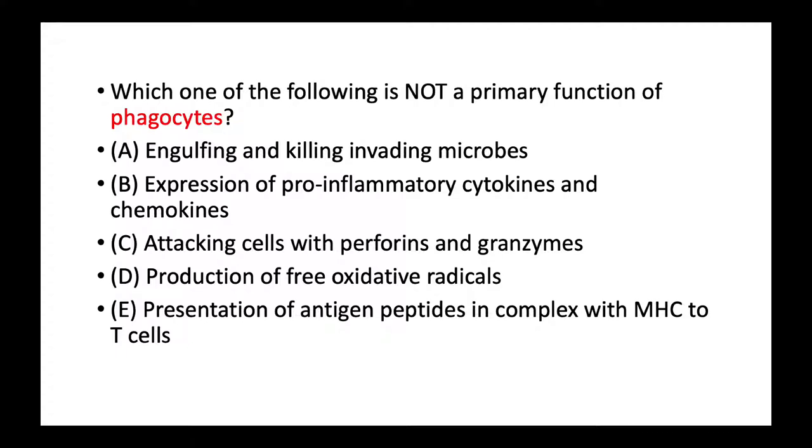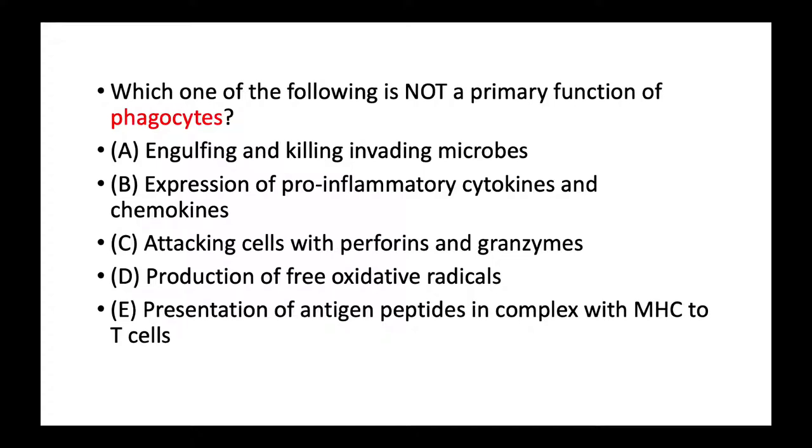Any other ideas? A? Okay. No, first he said A, so this is also true for phagocytes because the word itself says phagocyte. Phagocyte means it eats something, engulfs something, and kills. So this is the function of a phagocyte. So the incorrect answer would be here, the correct one being: it isn't the primary function of a phagocyte to produce perforin and granzymes.